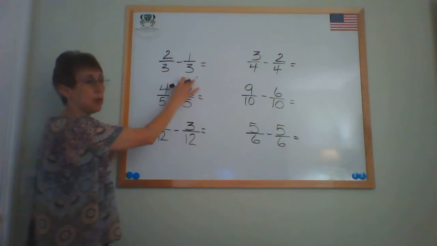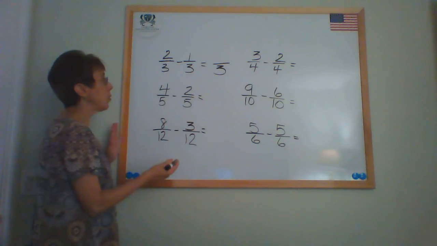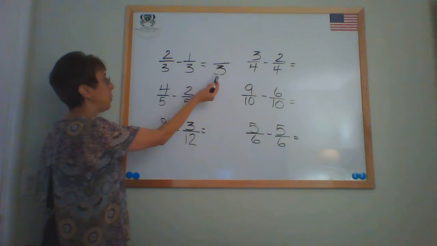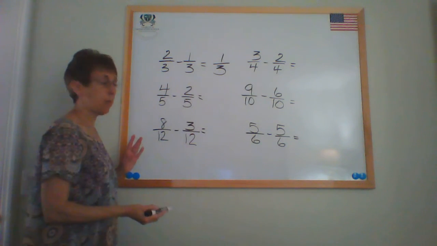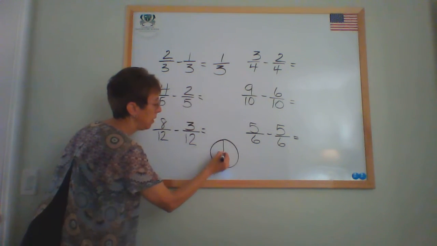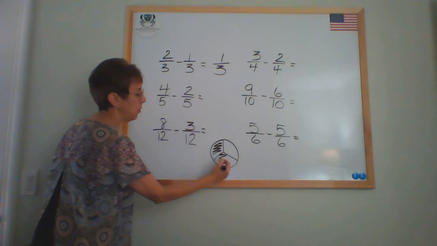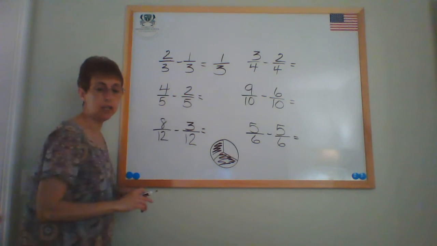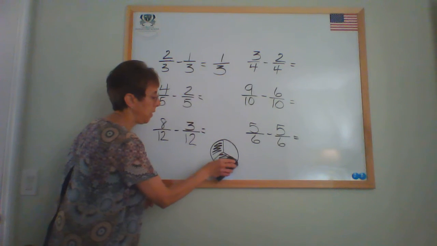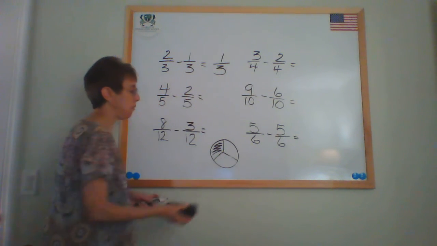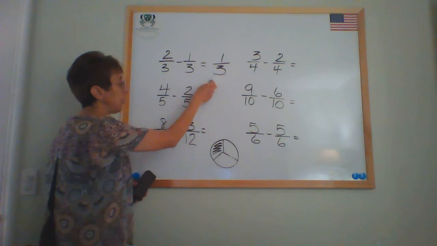Again, we have thirds, so our denominator is still going to be thirds. So if we have two thirds and then we take one third away, what do we have left? Two minus one equals one, one third. If you have a circle divided up into thirds and two thirds have been shaded in, but now we're going to erase one of those thirds, how many of those thirds are still shaded in? Just one third. Okay, again, thirds stay the same.